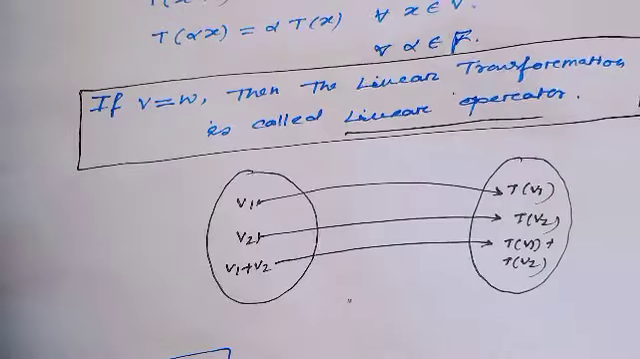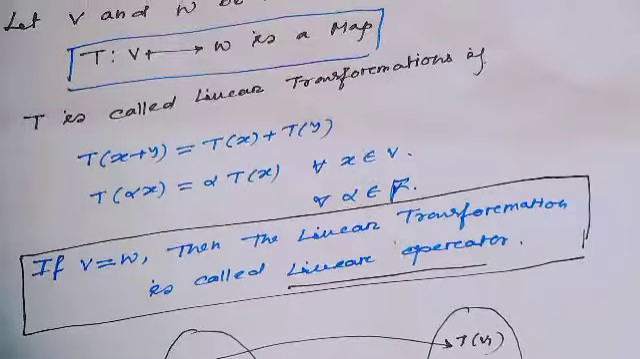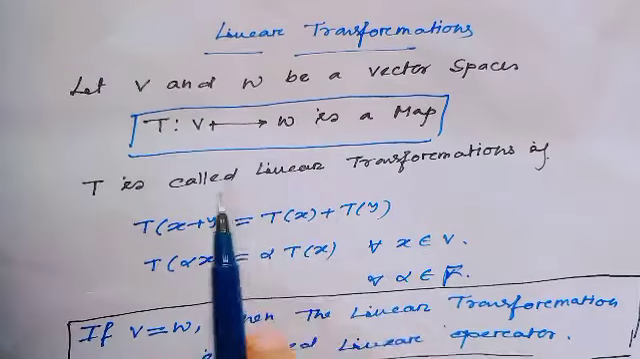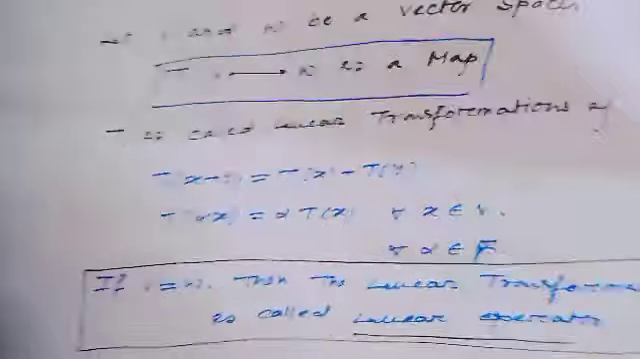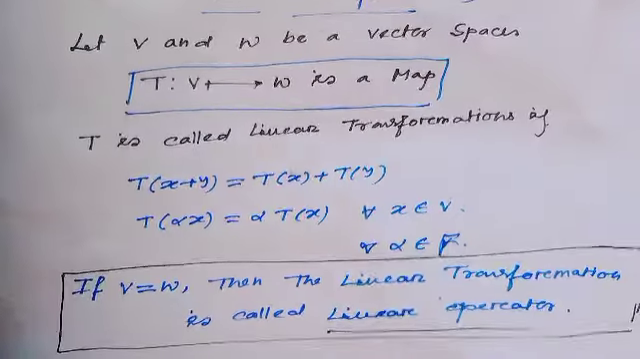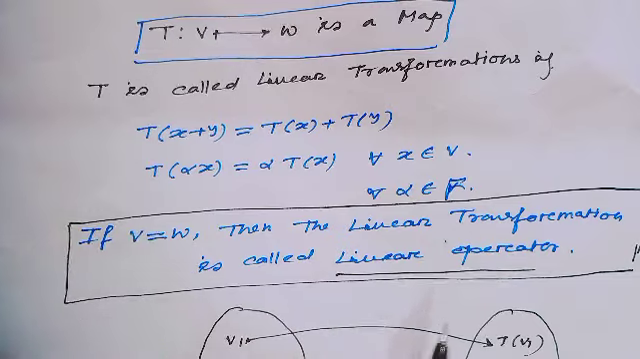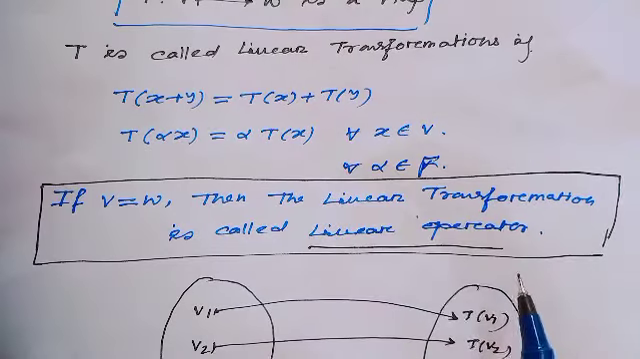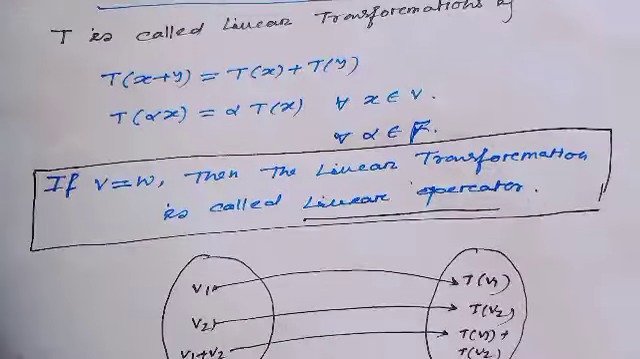And this is the picture of a linear transformation. Here I have considered V and W to be different vector spaces, and when V equals W, then the linear transformation is called a linear operator. That means a linear operator is a special case of linear transformation.